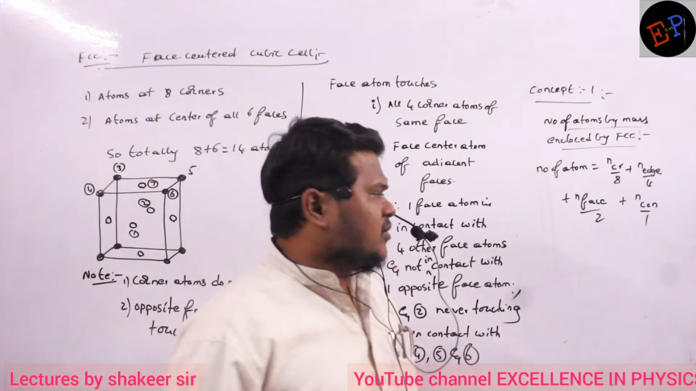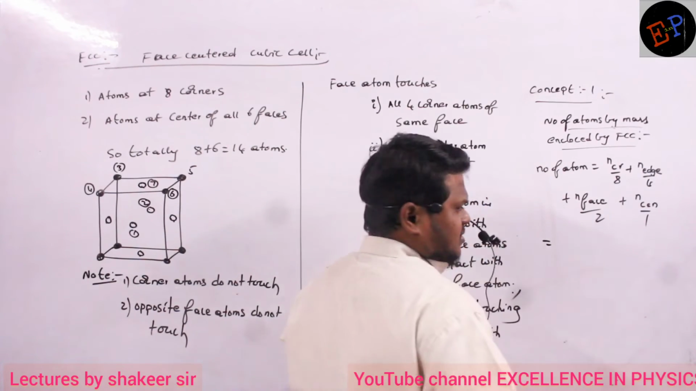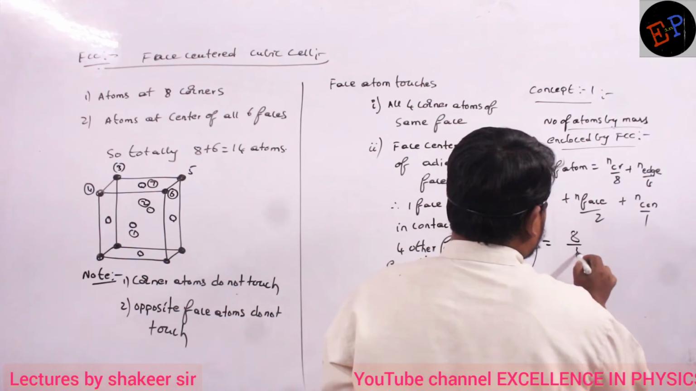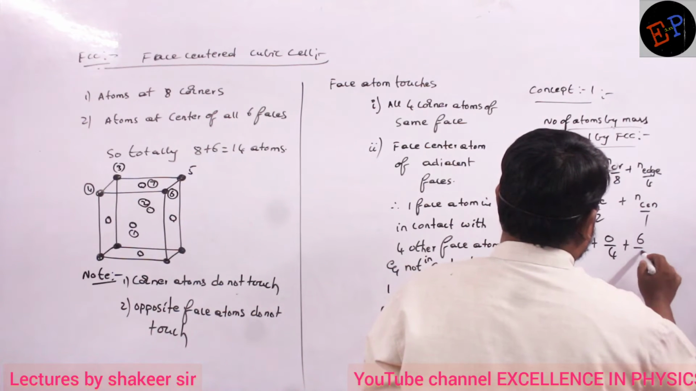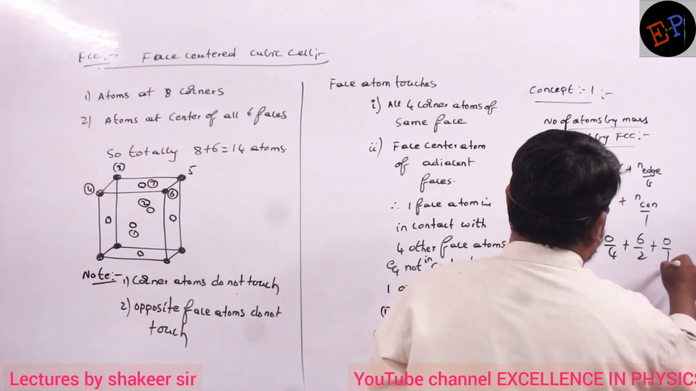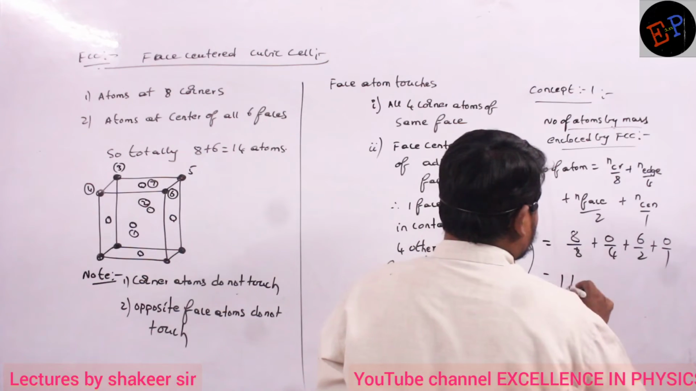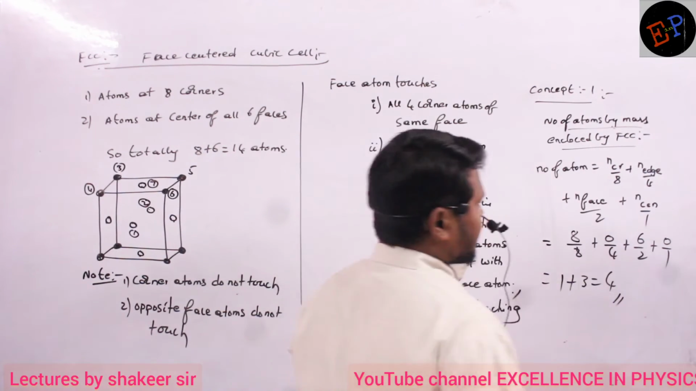Okay, now you can do the calculation, no? So how many corner atoms? 8. 8 by 8, 1. Edge, 0. 0 by 4. Face, 6. 6 by 2. Center, 0. 0 by 1. So 1 plus 3 is how much, ma? 4. That is my answer.